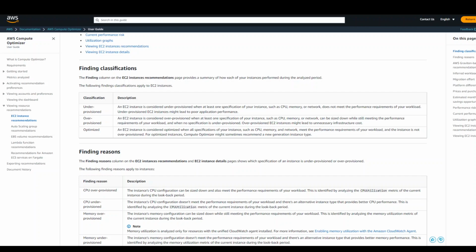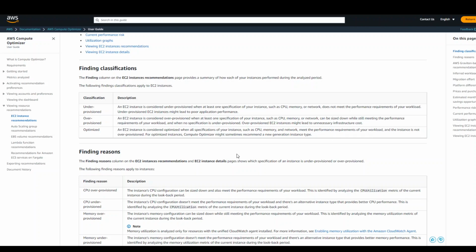But more often than not, I have seen people struggling to understand what exactly the recommendations and reasons of Compute Optimizer mean. Let me share with you a very good resource from AWS's own documentation that, if you get any recommendation or any reason, you could go into that and check out what exactly Compute Optimizer's recommendation means.